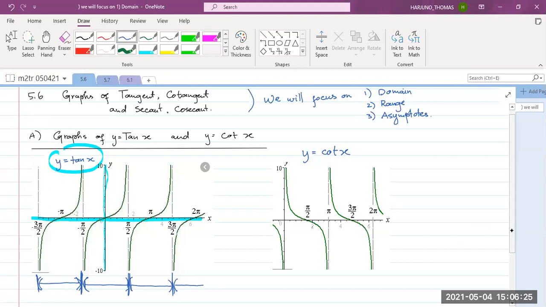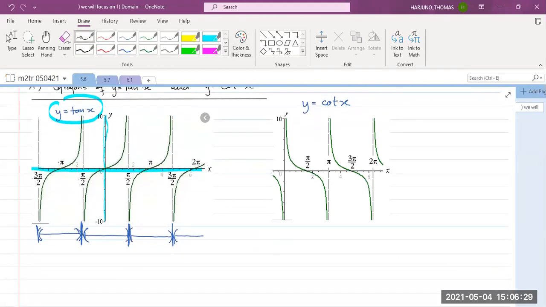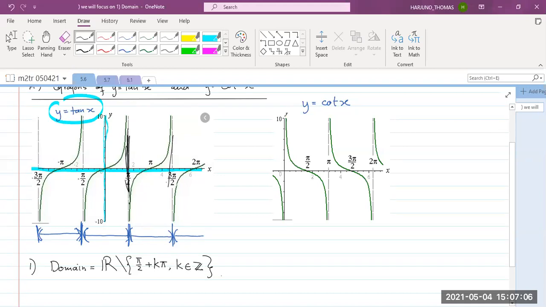Now from that graph, we observe a couple things. First one, what is the domain? The domain of tangent x is all real numbers except pi over 2 plus integer multiple of pi, where k is an integer. So every pi over 2, you skip that, and every pi after or before that. Now, you may wonder why. That's the reason I go over this right now. Why is the domain all real numbers except at this axis here?